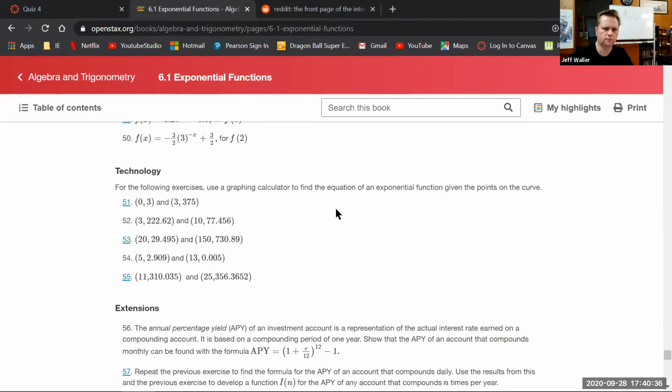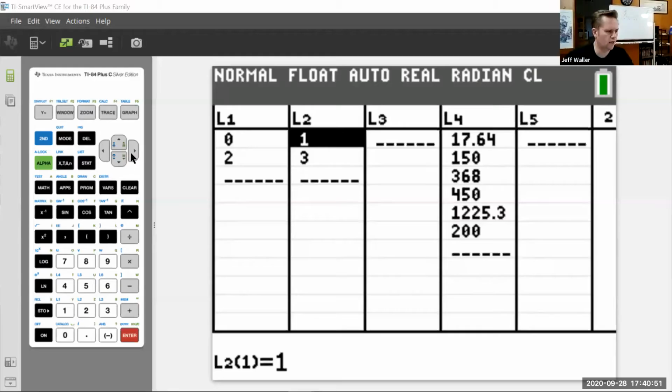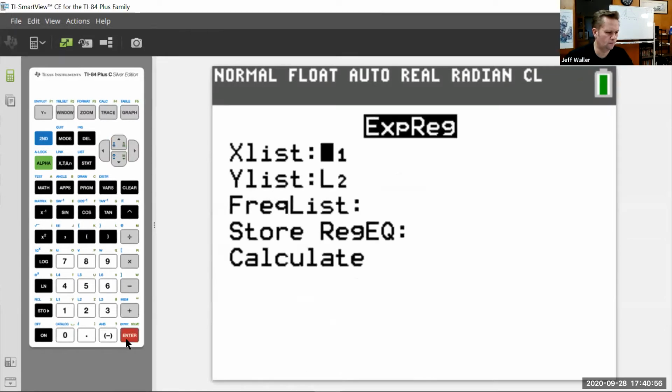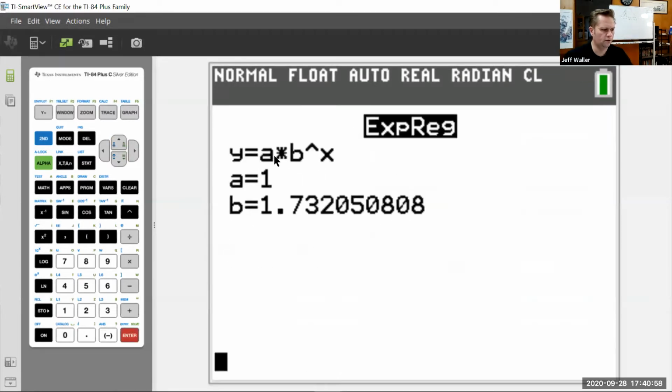Yeah, go ahead. I kind of missed the part where you got the equation on the calculator. Like I got the first part and then the second part, I don't know. So when I do stat calc, which one was it? Number 0. So here's the form of it. A times B to the X. A is 1 and B is 1.732, blah, blah. Okay, got it. Thank you. Sure. So you just got to fill in.